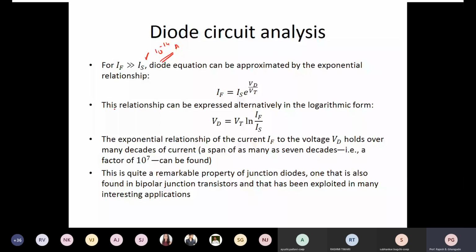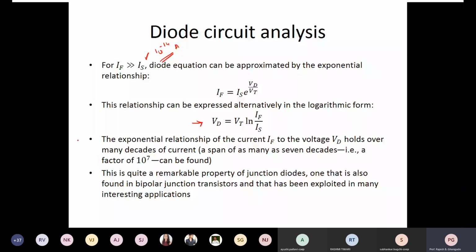Now this relationship can be expressed in a logarithmic form. If I take the natural log of both sides, since it is e, and then manipulate this equation, I can easily arrive at Vd is equal to Vt natural log of IF divided by IS.